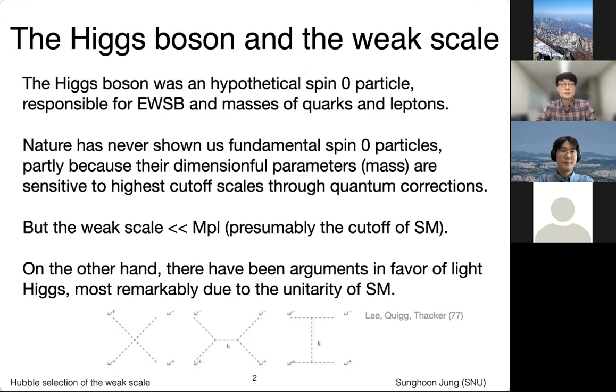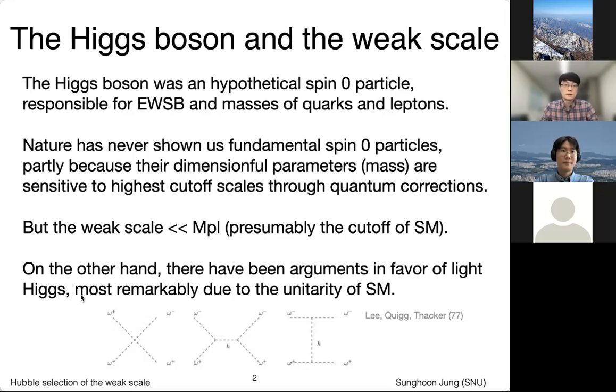Part of the reason was that the dimensionful parameters of spin zero particles, for example the mass, are very sensitive to the highest cutoff scales of a theory through quantum corrections. So it's very hard to make a very light fundamental spin zero particle, but the observed weak scale is much smaller than the Planck scale, which is presumably the cutoff of the standard model. But on the other hand, besides the observation of the weak scale, there have also been theoretical arguments in favor of a light Higgs boson.